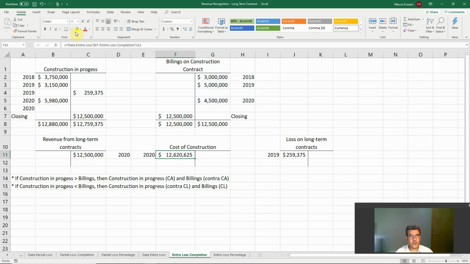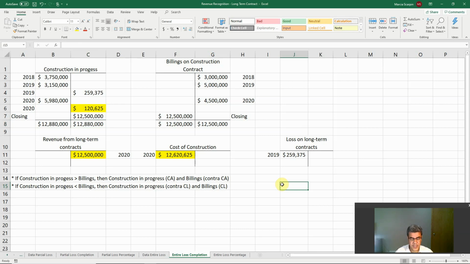The cost of construction, 12.6, revenue, 12.5. Debits are greater than credits, so we need a credit here. Cost of construction less revenue, 120. Now we have the same number, so we have it closed.